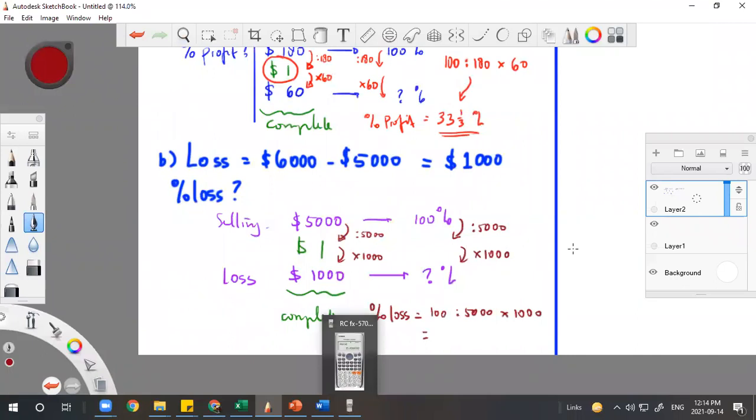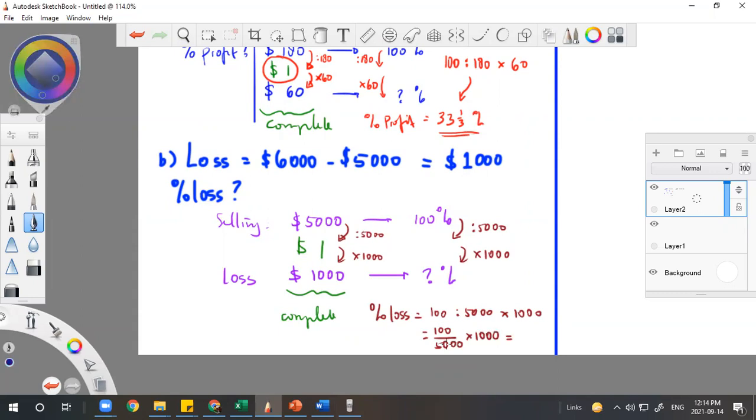If you don't want to use a calculator, no problem. You can just write like this. 20%. That's right, Winston. Cross 3, cross 3, 100 divided by 5, 20%. This will be your answer. Okay, I will highlight the answer.